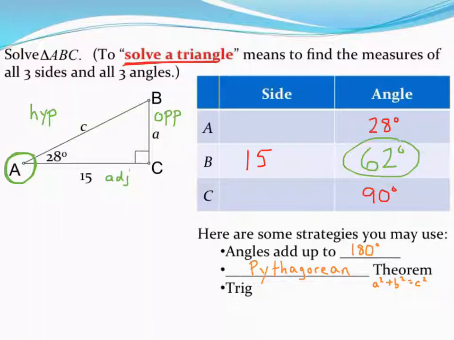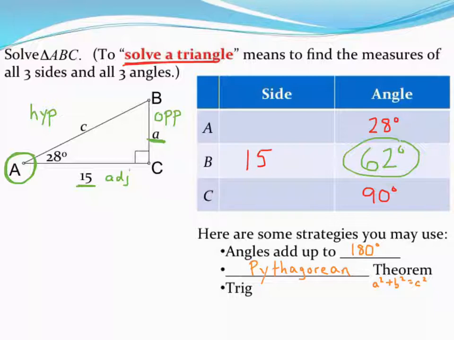Okay? Well, once again, you have a choice to make, and that's whether you find side A or find side C first, and it doesn't really matter. I suppose let's go alphabetical and let's find side A first. Since that's the side I'm wanting to find, it's unknown to me, I have to make sure I use the other side that I do know. I can't use side C. That would be too many variables.